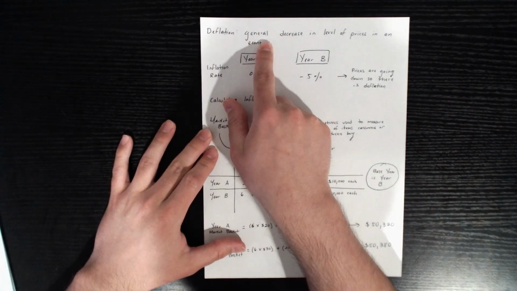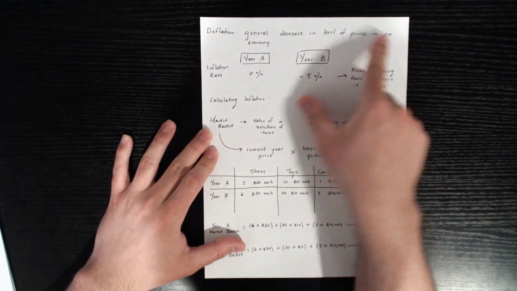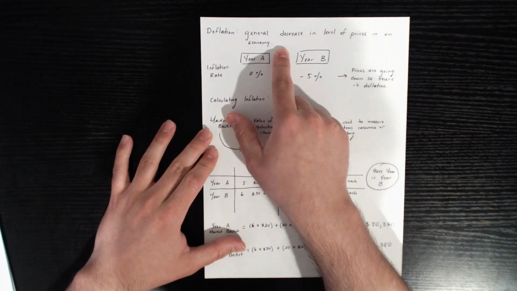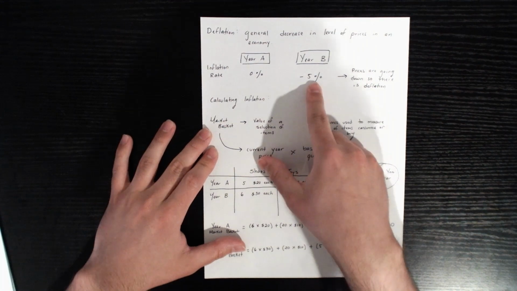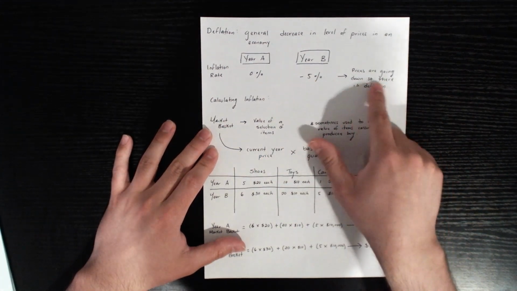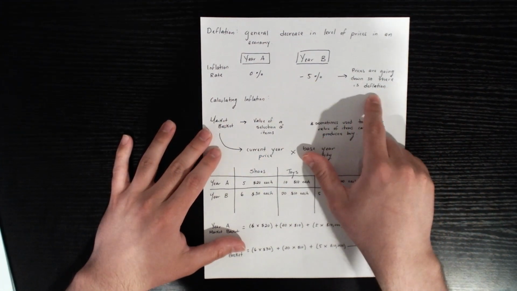deflation. Deflation is when there's a general decrease in the level of prices in an economy. So if year A had an inflation rate of 0% and year B was negative 5%, that means prices are going down, so there's deflation.